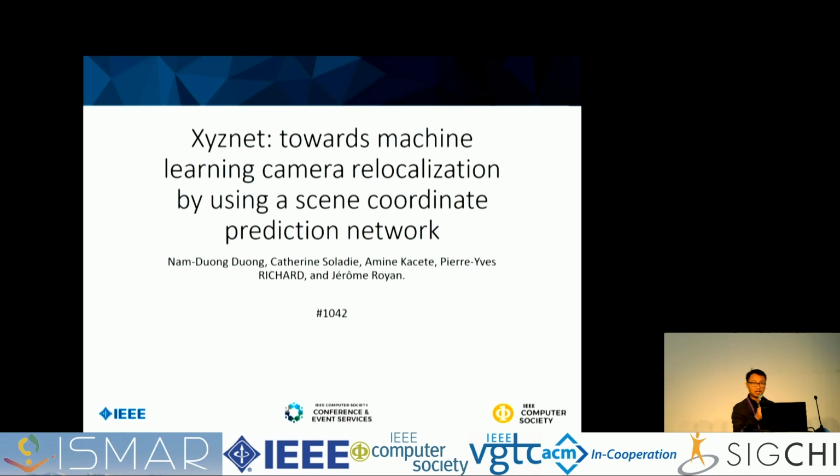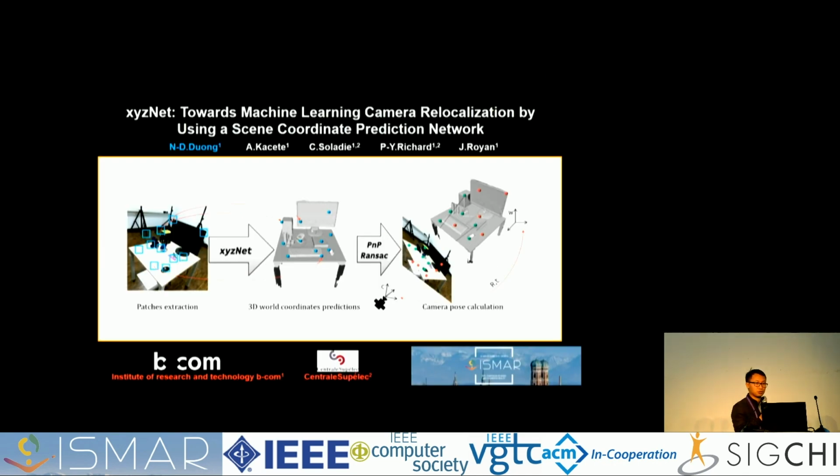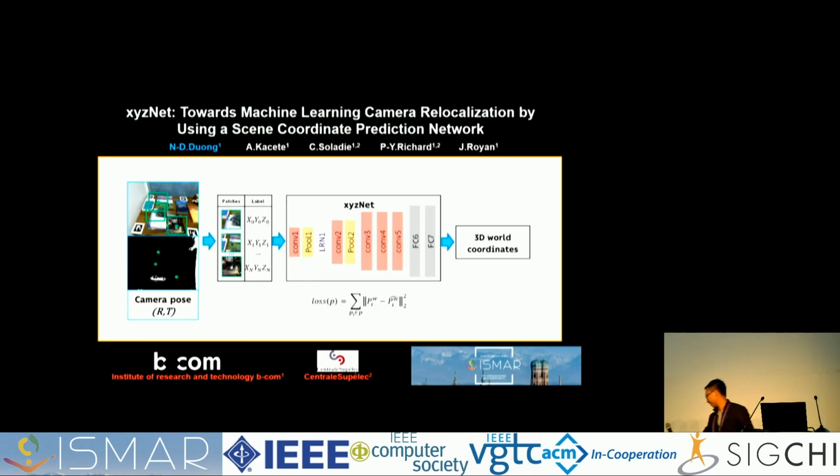Hi everyone, my name is Nam Zeng Zeng. I'm from the Institute of Research and Technology b<>com in France. And today I'm glad to show you our paper XYZNet, a camera relocalization method using a scene coordinate prediction network. In this paper, we propose a hybrid method combining deep learning and a geometric approach for robust camera relocalization. Thank you, and see you in the poster session.